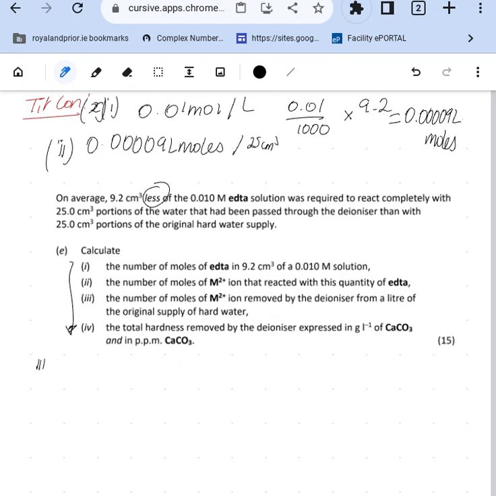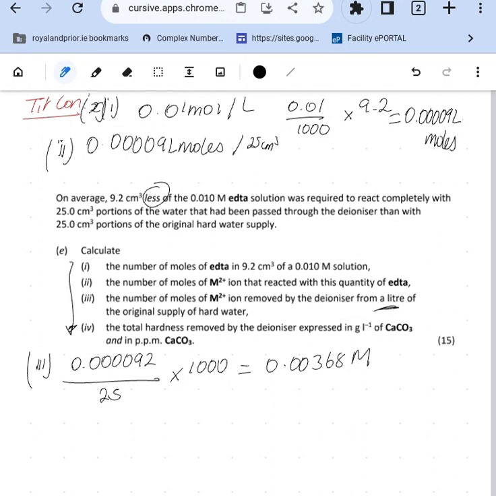Part 3. The number of moles of ions removed by the deionizer from a litre. So we want to work out the concentration or the molarity. So we've got 0.000092 in 25 and then times that by 1,000. So you could multiply by 40 if you like. And you get 0.00368 moles per litre of my hardness causing ions, whatever it may be.